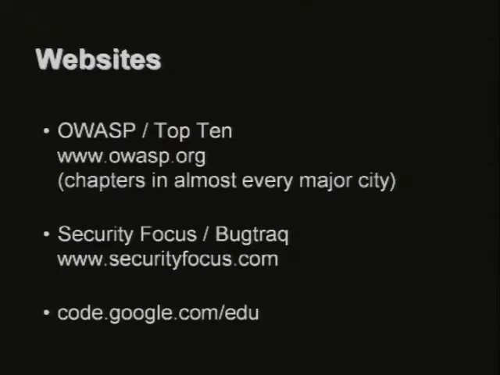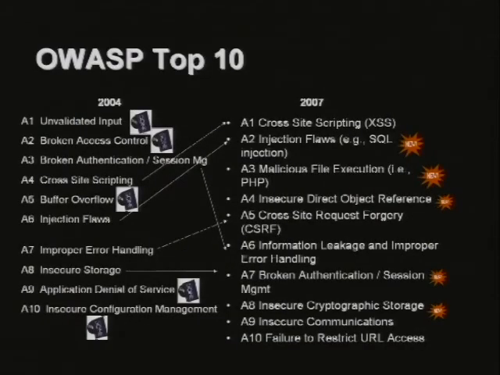There's a number of very interesting websites. The OWASP website is one of them. It stands for Open Web Application Security Project. One nice thing about the OWASP is they have a chapter in almost every major city. There's the Security Focus website, and there's code.google.com/edu. I'll tell you a little bit about each of these. The OWASP, I mentioned, there's a chapter in almost every major city. They produce this top 10 list every year of what are the top 10 vulnerabilities. I provided some examples of their top 10 list. You can see that their top 10 list has evolved from 2004 to 2007. It's become much more scientific, and they're getting better with the categorization, which is great to see.